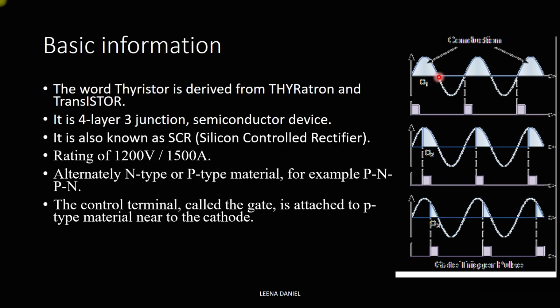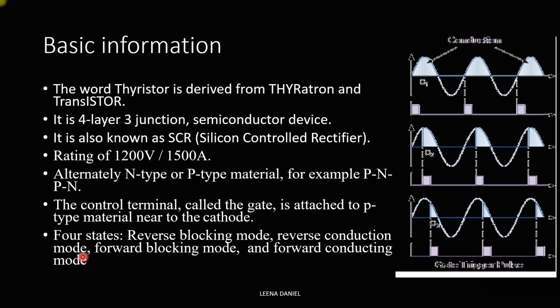the thyristor a trigger for a particular angle, and the gate terminal is always attached to the p-type material near to the cathode. It is provided near to the cathode terminal in the p layer.